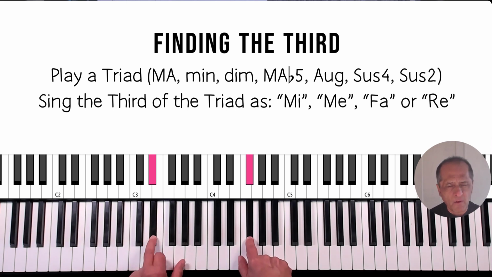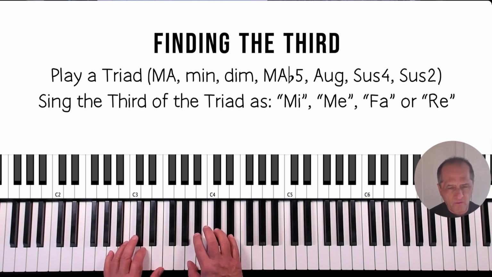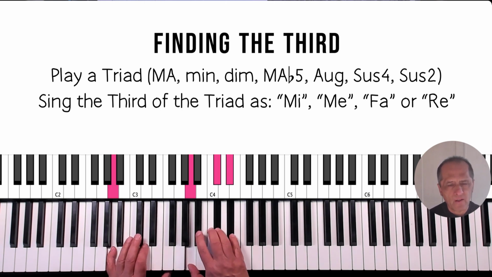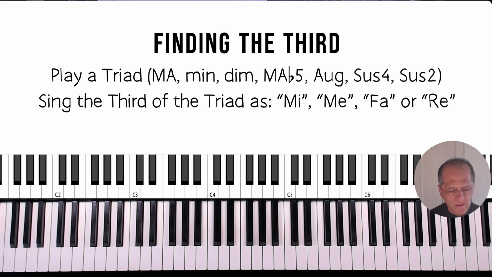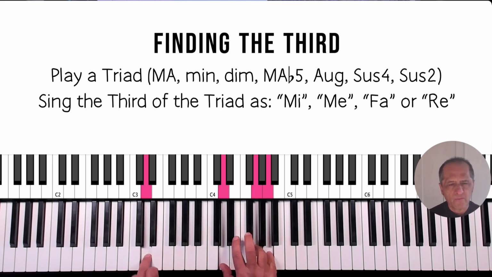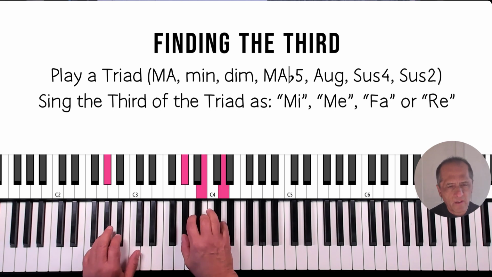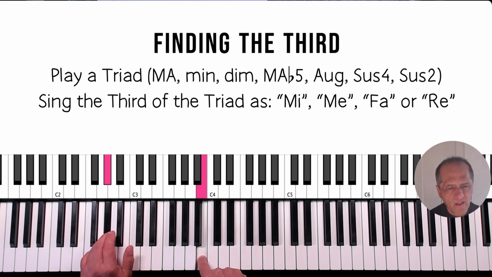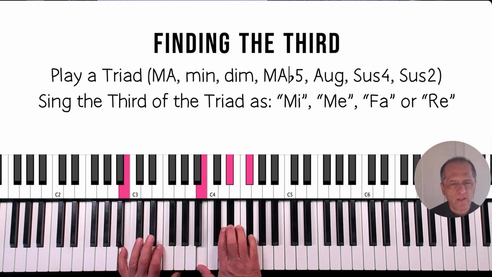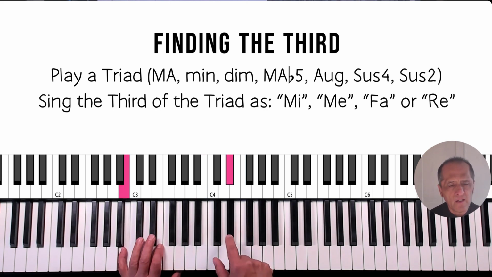Mi. I'm gonna wait for a second or two, so I give you a chance to be able to sing. A major flat 5. Mi. D sus4. Fa. And G sharp diminished. Mi. And let's do a B major. Mi.